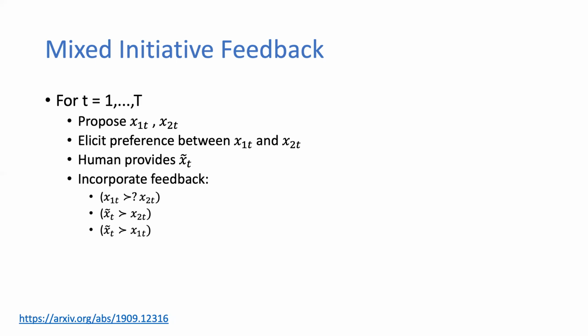And then when the human provides feedback, we can just say, okay, well, x tilde, which is what the human provided, is better than both x1 and x2. And here, we weight all of them equally in this particular setting. So all of these three pieces of feedback have equal weight.